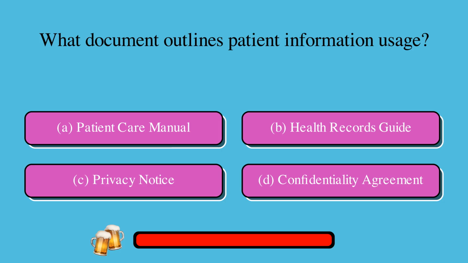What document outlines patient information usage? A, patient care manual, or B, health records guide, or C, privacy notice, or D, confidentiality agreement? The correct answer is C, privacy notice.